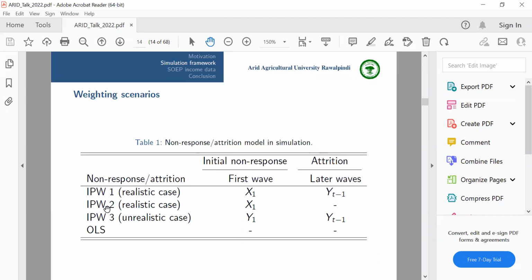In the second inverse probability weighting scenario, which is IPW2, we control for the initial non-response, but we do not control for the attrition rates. In the unrealistic case, in the worst case, if there is no information on the covariate available, we can use a true weighting variable, which is y1, and in later waves we use y(t-1). And the last scenario is the ordinary least squares estimator scenario, where we do not use any weights. So this is the unweighted scenario.